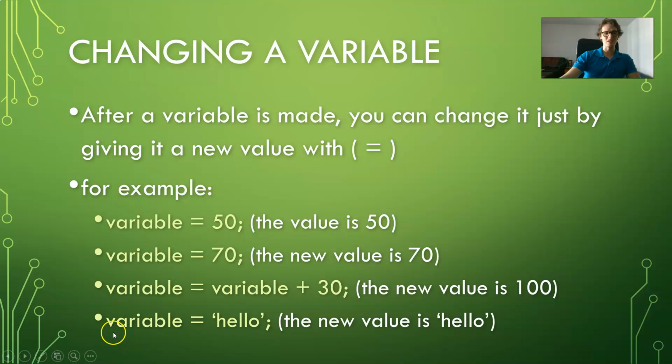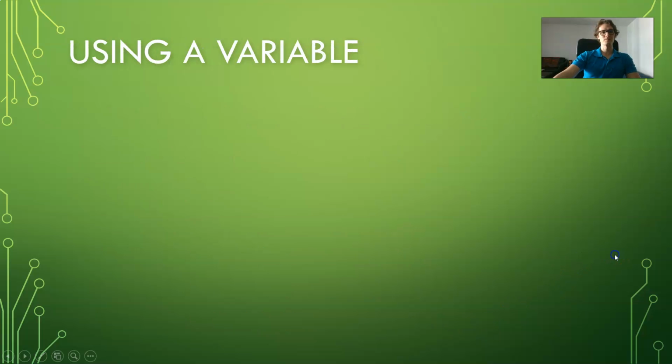And then on the next line, you can say variable equals "hello". Okay, you can even use words. If you do, make sure to put them in quotes. And the new value is hello. That's all you need to do to change variables.